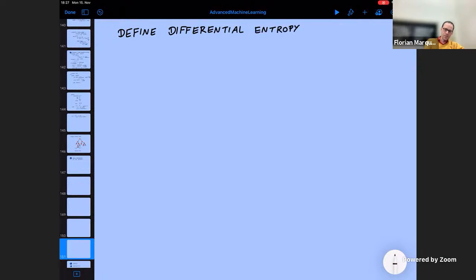So sometimes to make the distinction really clear, people even use a small h. I will not consistently do this, but for now, maybe let's do that. I just say that's minus integral p of x log p of x dx. I can certainly do that.